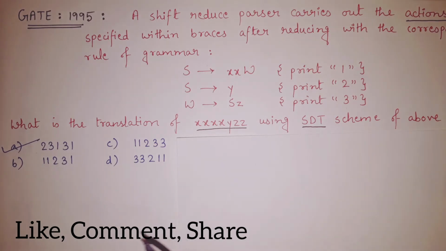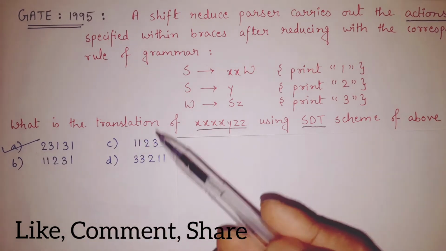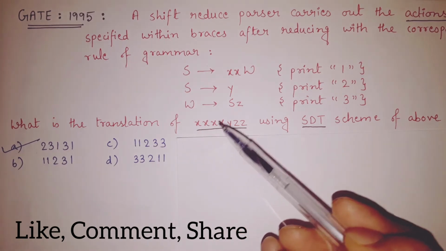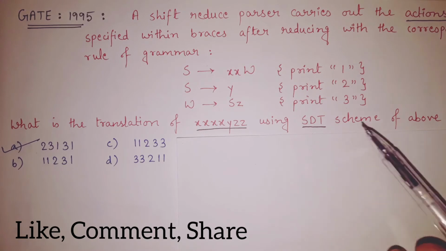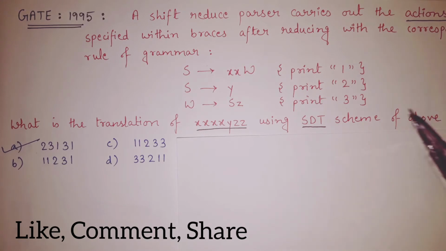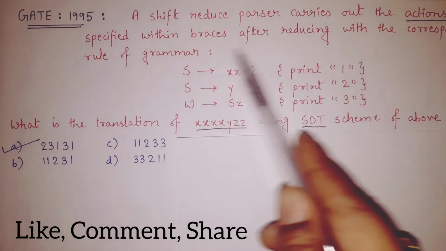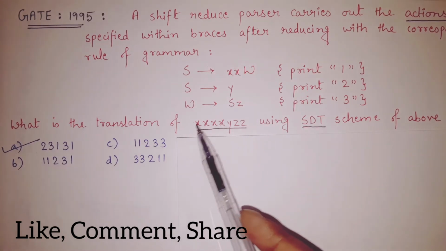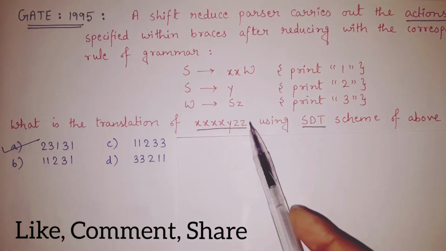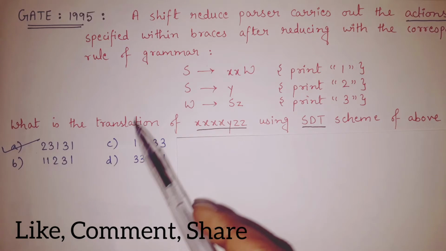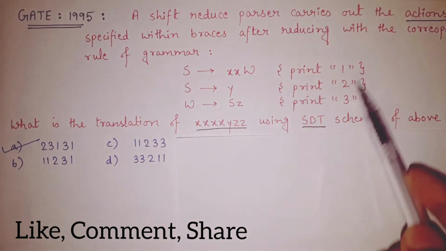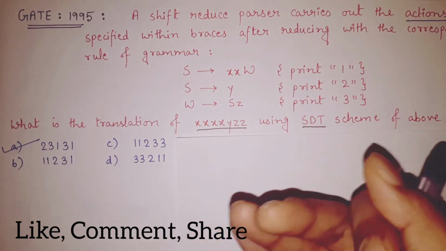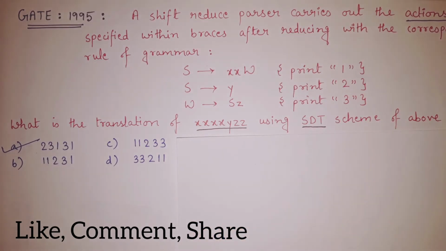What is the question given to us? What is the translation of XXXX YZZ using SDT scheme of the above rules? Fine. That means this SDT is given, this string is given, XXXX YZZ, and we have to do the translation of this string with the help of this SDT, and we have to tell what is the output that we are getting. Very simple.